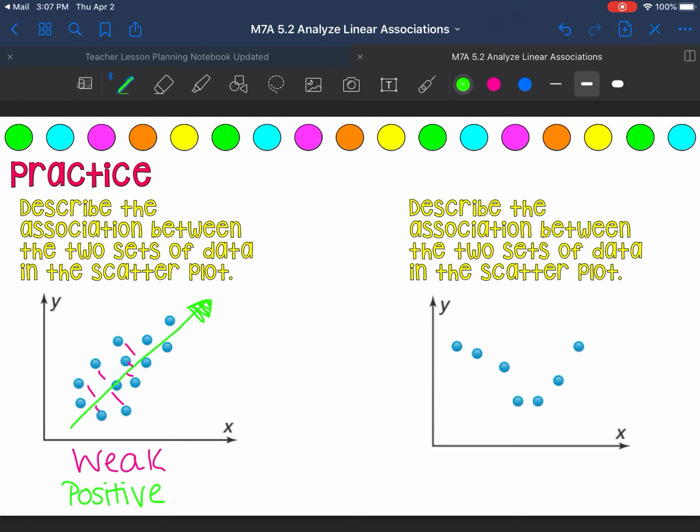All right, so now let's take a look at my second example. It says, describe the association between the two sets of data in the scatter plot below. So I'm going to look at this. I'm going to draw my trend line. It looks like it goes this way and then that way. Well, we got a problem, don't we? Yeah, our problem is that trend line ain't straight. If we don't have a straight trend line, what do we have? We have nonlinear association because it's not straight, so it can't be linear.